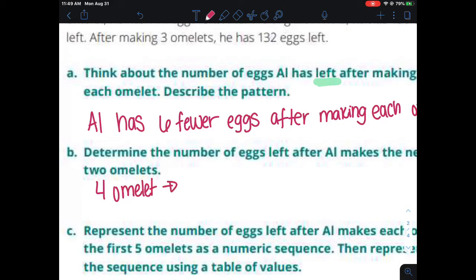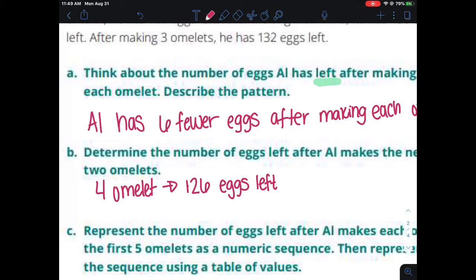Well, each omelet takes 6 eggs. After the third one, he had 132 eggs. So 6 eggs less than that is 126 eggs left. And make sure that you're including your units. Otherwise, 126, what is that representing?